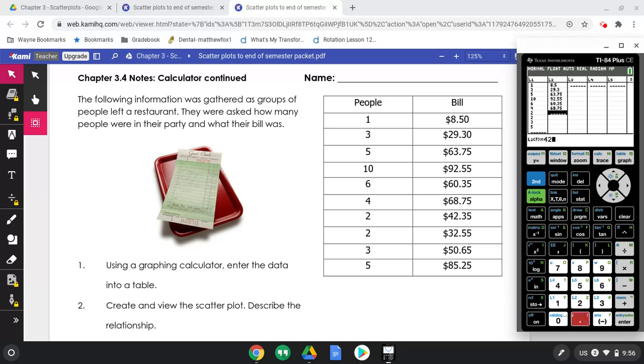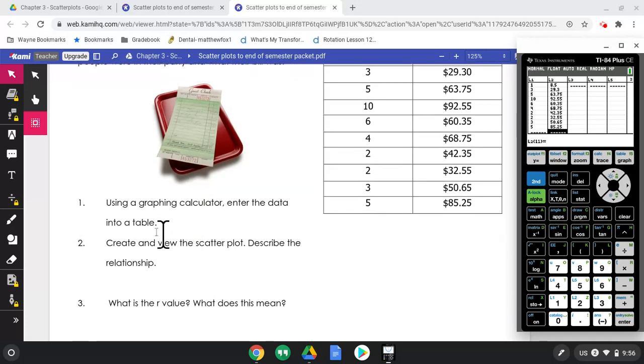All right, and we're almost done here. Double check as you go. Make sure you're typing everything in correctly. All right, so we've used the graphing calculator to enter the data into the table.